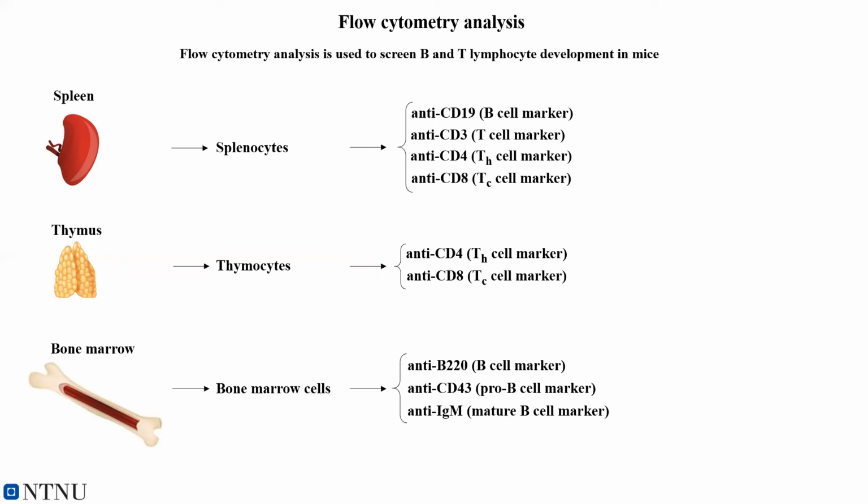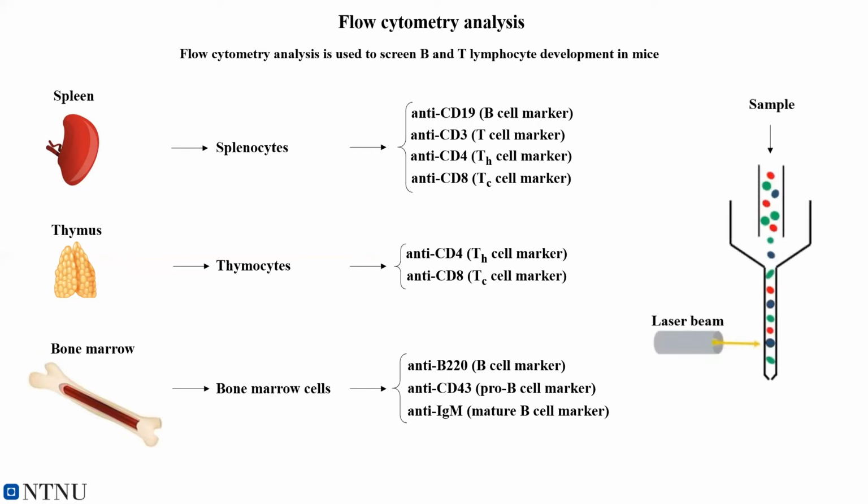Moreover, thymocytes were marked using anti-CD4 and anti-CD8 to show the T cell development. Finally, bone marrow cells were stained using anti-B220, anti-CD43, and anti-IgM to show B cell development in bone marrow.